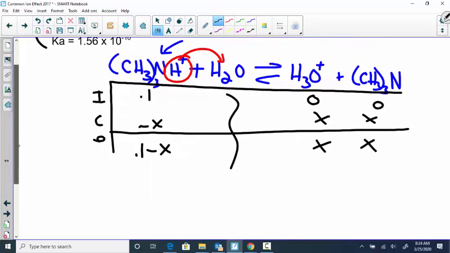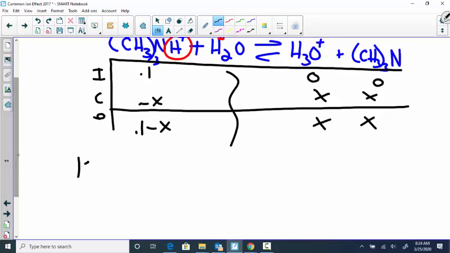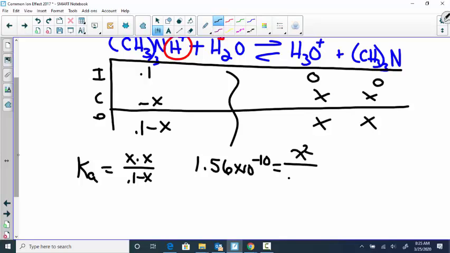But this is an acid, so this is going to be a Ka, which is going to equal X times X all over 0.1 minus X. And the Ka was given, so that's 1.56 times 10 to the minus 10th equals X squared all over 0.1 minus X. That X doesn't matter. I'm going to let you pause the video and solve for X on your own. But solving for X gives us 3.95 times 10 to the minus 6th.